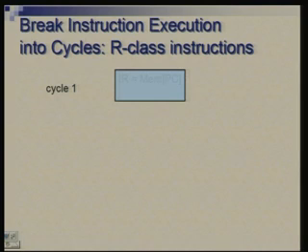Starting with the R class instruction, in the first cycle we read one word from memory into the instruction register, that forms the instruction. The address of memory comes from PC, and at the same time PC takes on the new value. So, both these operations are done concurrently within the first cycle.